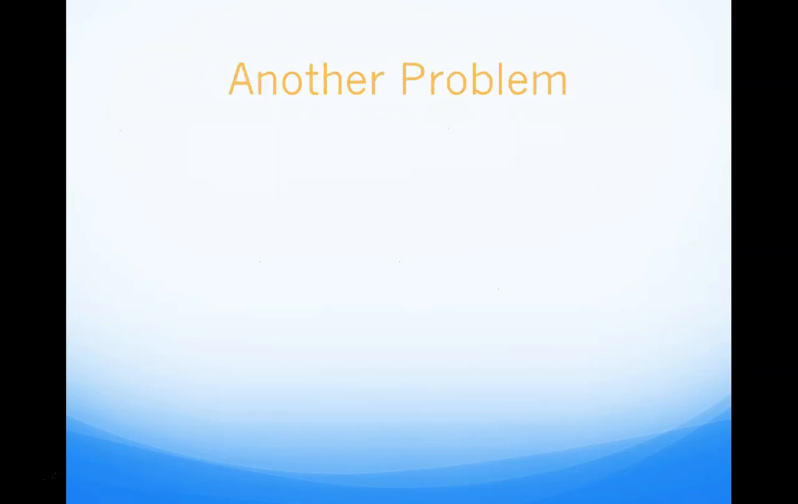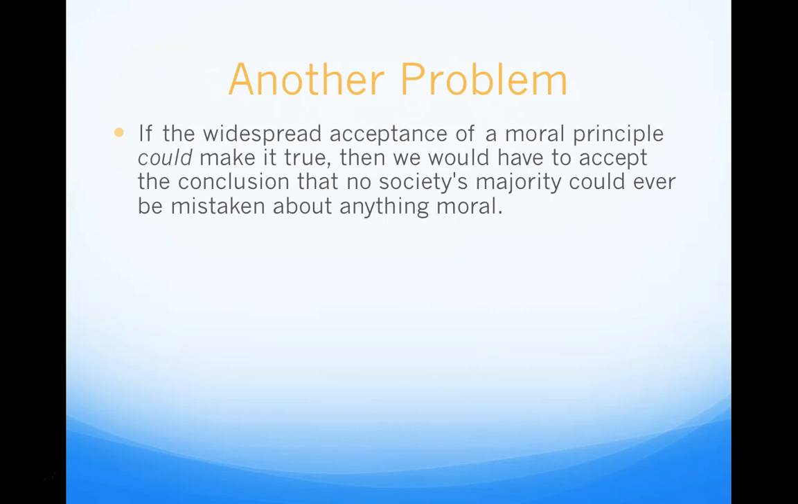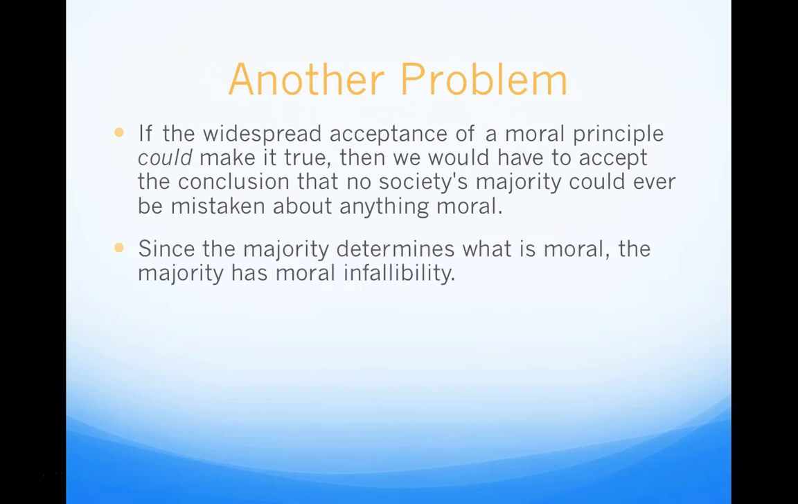Here's another problem with relativism. If the widespread acceptance of a moral principle could make it true, then we would have to accept the conclusion that no society's majority could ever be mistaken about anything moral. Since the majority determines what's moral, the majority has moral infallibility. This is a very strange consequence.